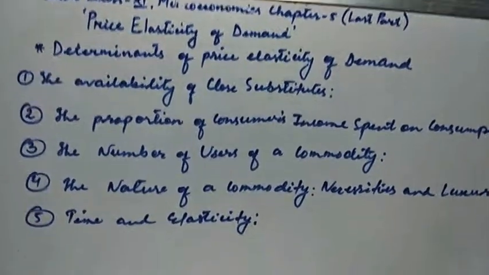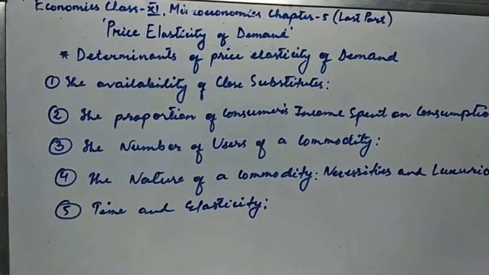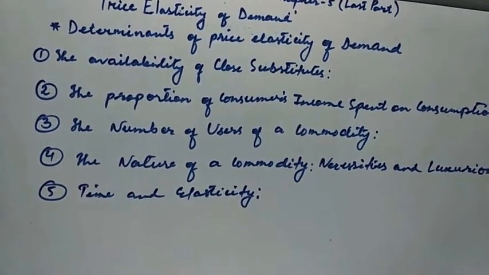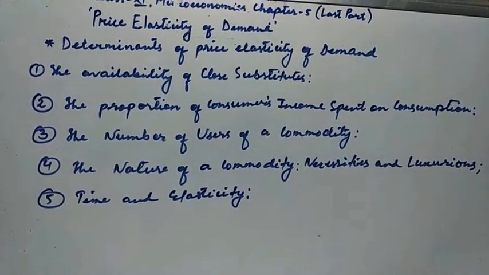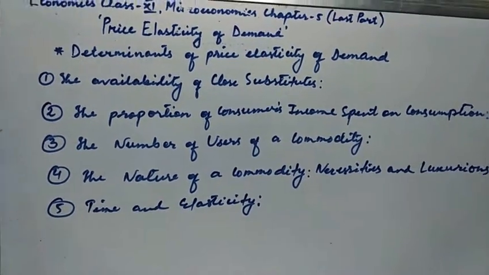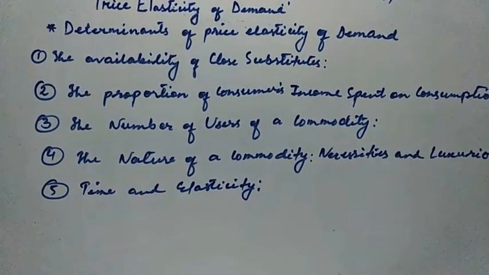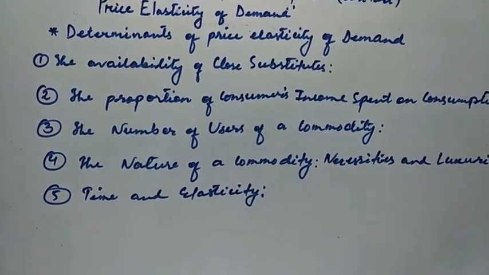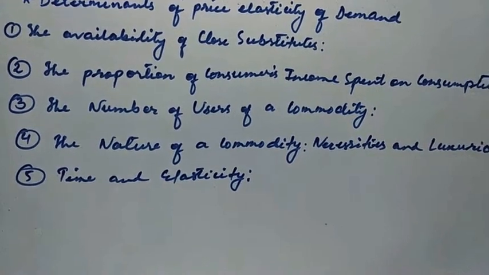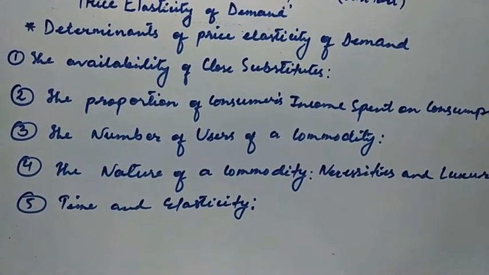So the last topic that we are left with in this chapter number 5 is the determinants of price elasticity of demand. So what are the factors that determine the price elasticity of demand? The first one is the availability of close substitutes. Of all the factors that determine price elasticity of demand, the availability of close substitutes for a commodity is the most important factor.